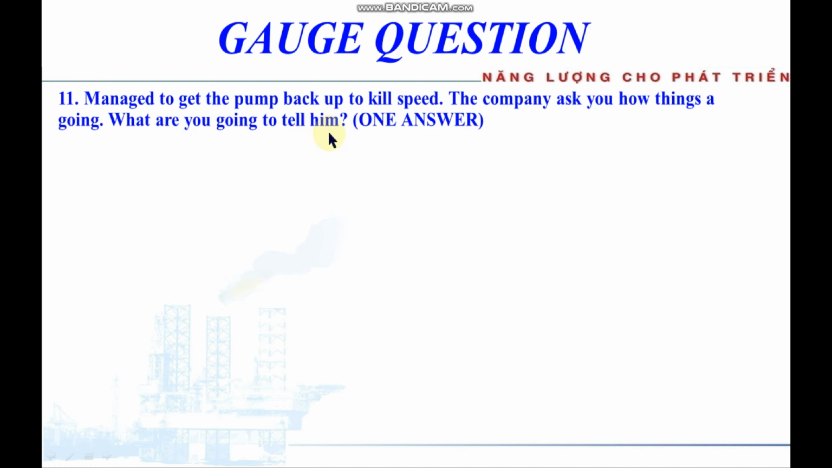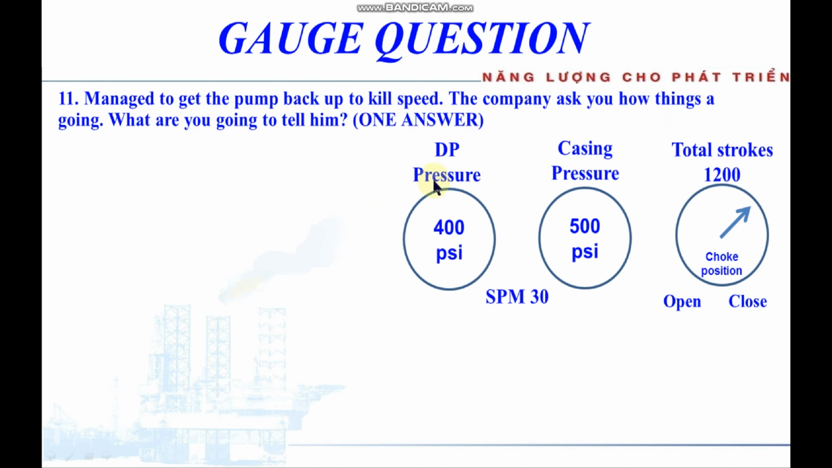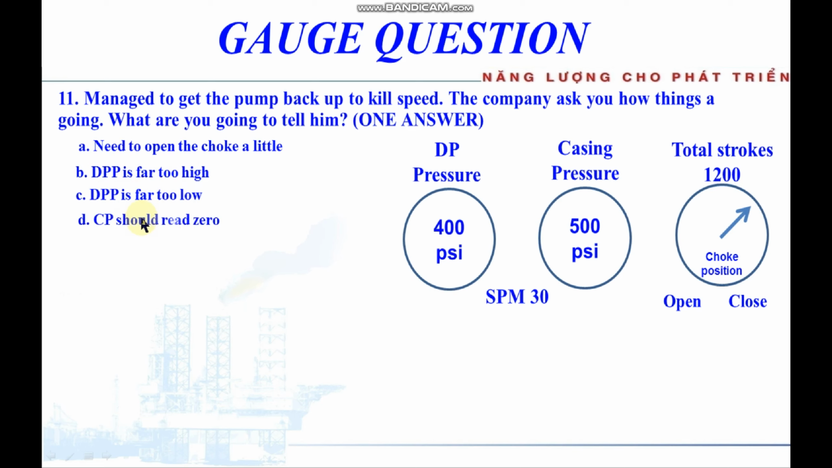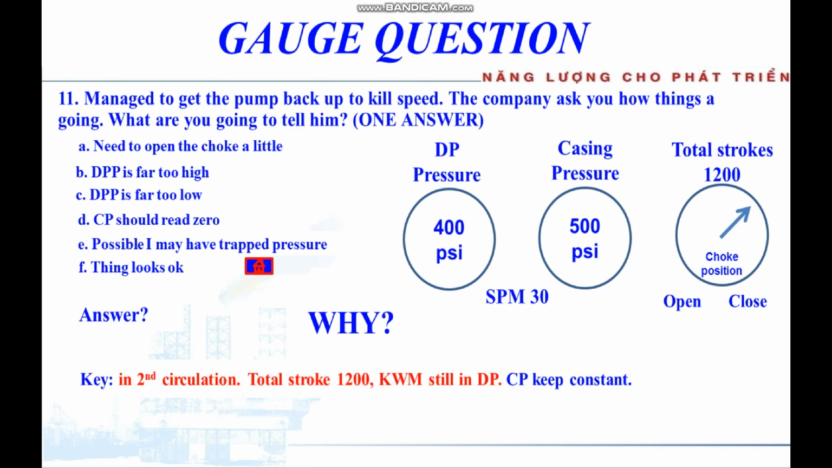One answer. Dubai pressure 400 PSI, casing pressure 500 PSI, total stroke 1200, SPM 30. A. Due to the open choke, the Dubai pressure is far too high. B. The Dubai pressure is far too low. C. Casing pressure should be lift 0. Which one can you answer?